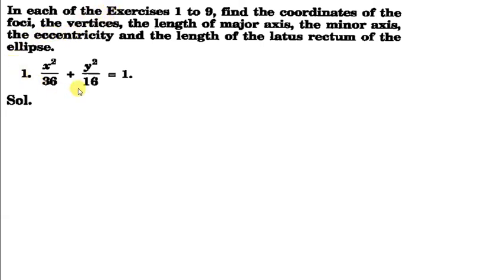Here the equation of an ellipse is given and we have to find the coordinates of the focus, vertices, length of major axis, minor axis, eccentricity and length of latus rectum of the ellipse.